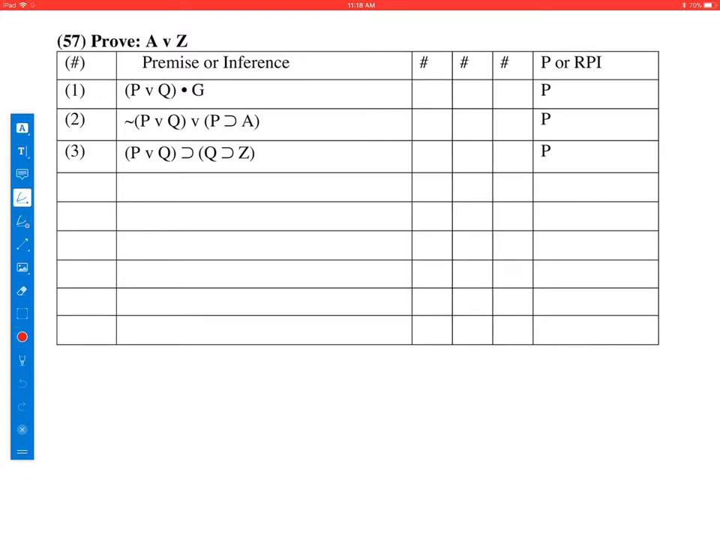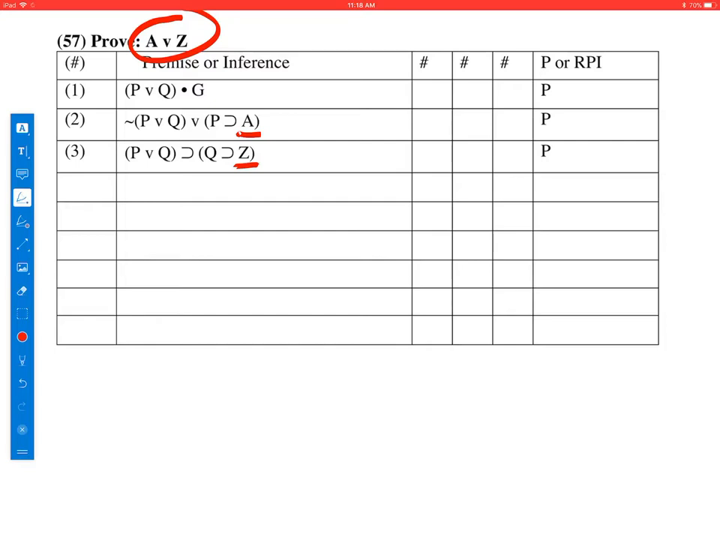We're continuing on with natural deduction using the rules of inference. In this problem we have to prove A or Z. So I look through my premises to see if I can find the A or Z anywhere, and I can't. And I don't see its opposite in the antecedent of a conditional either, so there's no modus tollens to our answer. But then I do notice something.